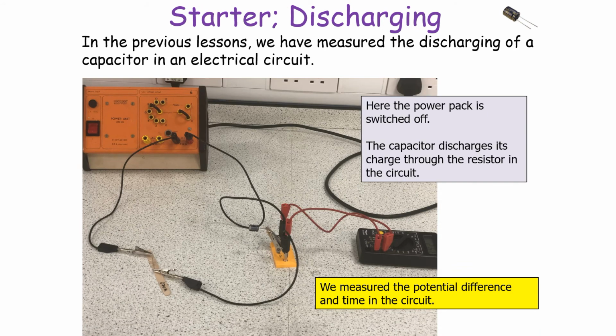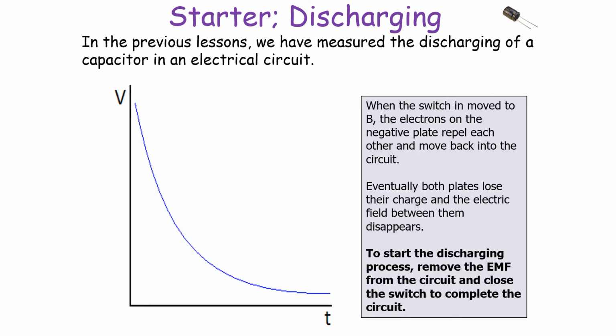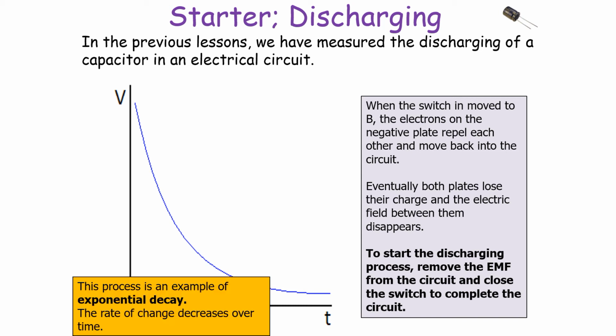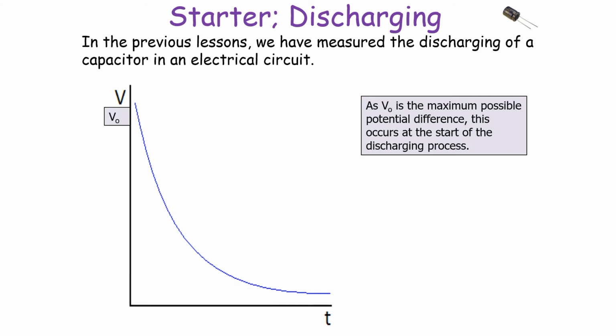Now again, if we now look at discharging, discharging occurs when the power pack is switched off. So the capacitor discharges through the resistor in the circuit. So again, what happens is, to start our discharging process, you remove the EMF from the circuit and close the switch to complete the circuit. Now again, this is an example of exponential decay. Our maximum value V0 is at the start of the discharging process.